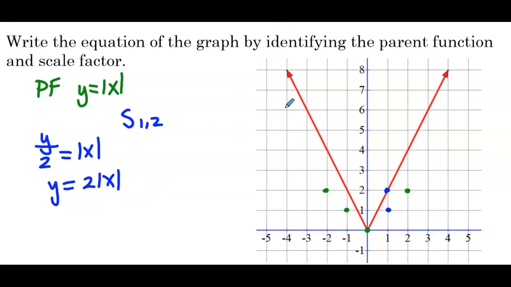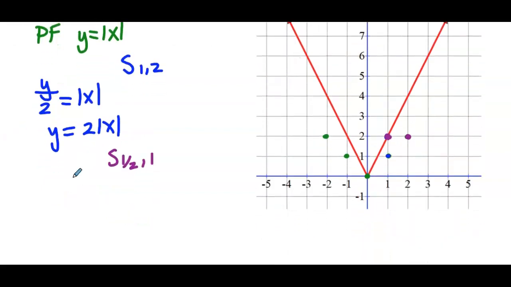Now some of you might have looked at it horizontally. So looking at (2, 2), comparing it to (1, 2), that would be a scaling of 1/2 in the x direction and nothing in the y. So I could think of this as scaling of (1/2, 1). And we would get y equals the absolute value of x divided by 1/2. And that would be y equals the absolute value of 2x.